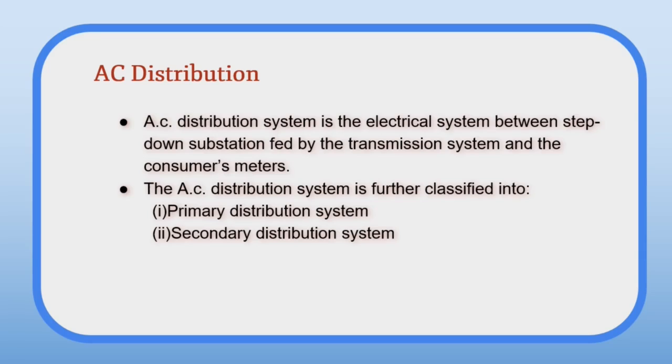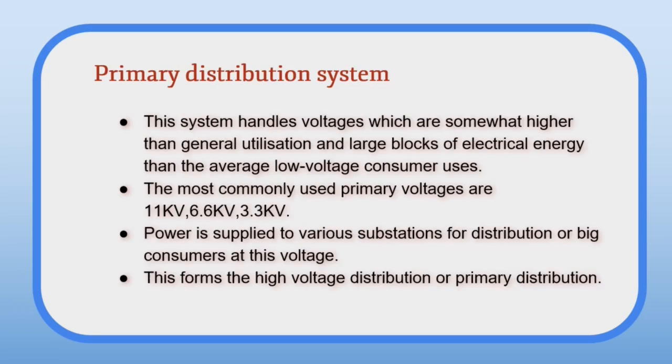So coming to the first distribution system, that is AC distribution system. The AC distribution system is the electrical system between a step-down substation fed by the transmission system and the consumer. This AC distribution system is again classified into two further distributions, and that is primary distribution system and secondary distribution system.